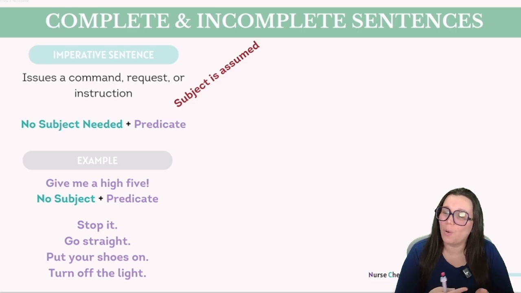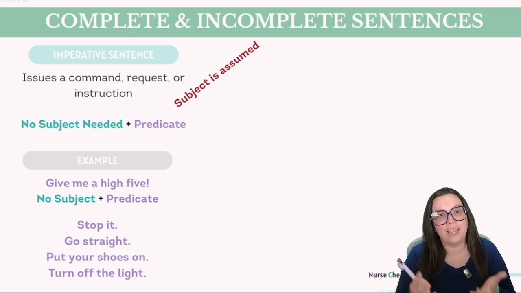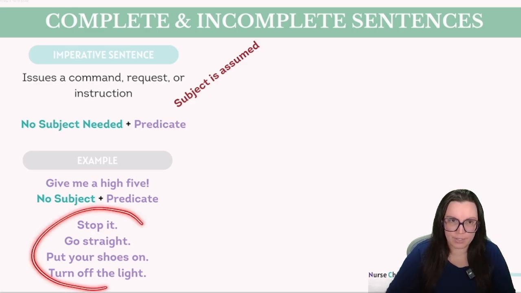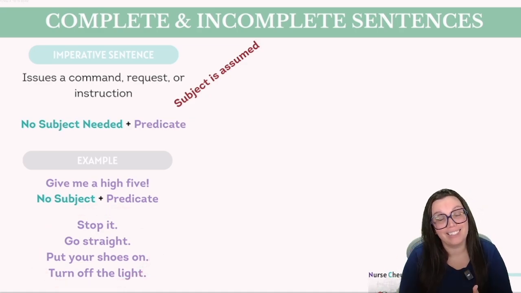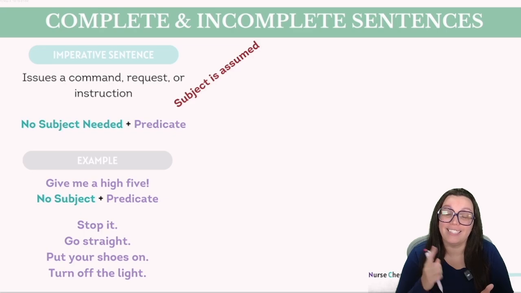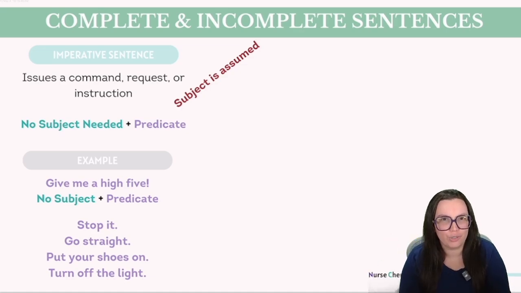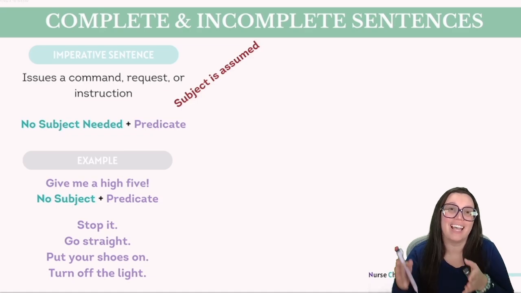As always, there are exceptions to the rule. In an imperative sentence or command, the subject is not required. When giving a command or instruction to someone, the subject is implicitly understood. Here are several examples of imperative sentences or commands that lack explicit subjects, yet they're still considered complete sentences. These can include stop it, go straight, put your shoes on, turn off the light. While these sentences only contain predicates, they are complete because they function as commands.